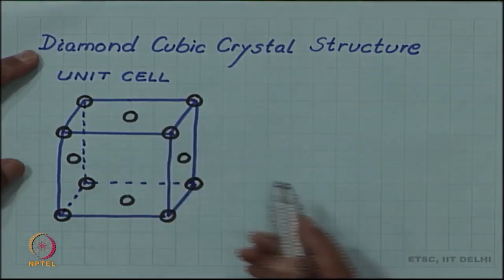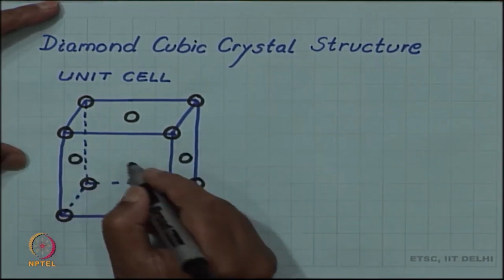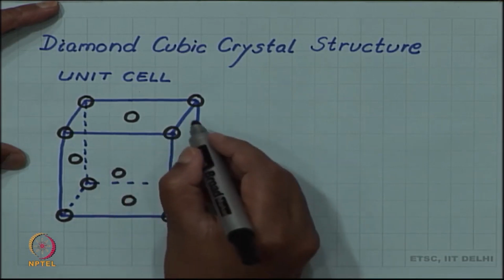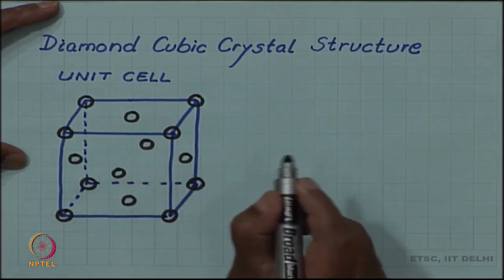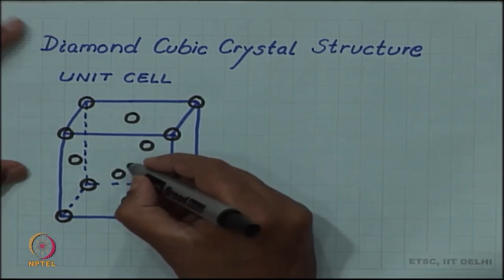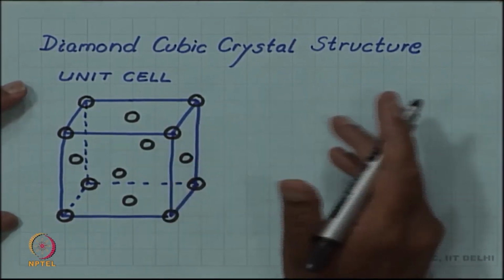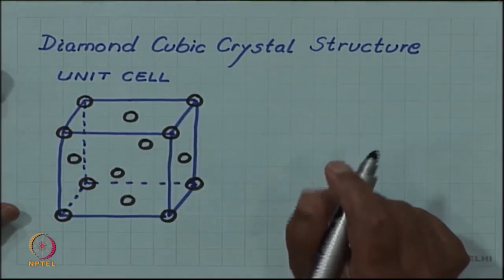So, top and bottom face center and left and right face center, we need to place the front and back also. Front face center and the back face center. So, we have got 6 more atoms. So, 8 at the corner, 6 at the face centers.